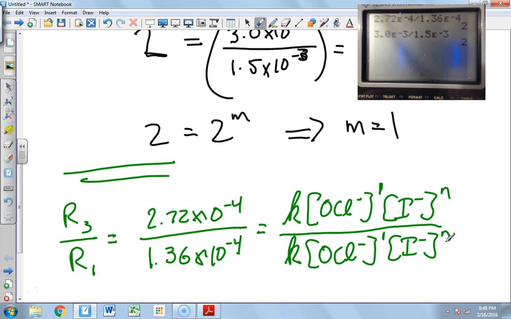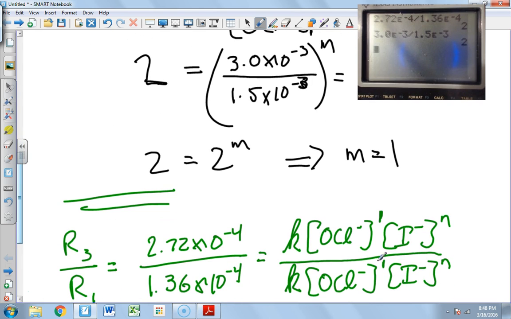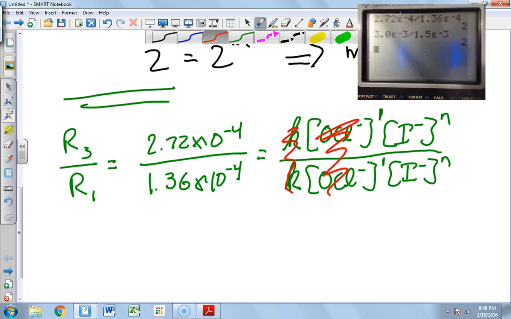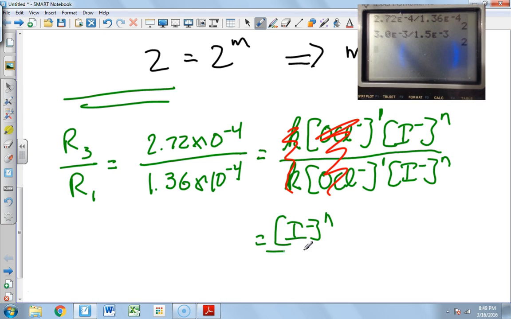Now again, if you get stuck, if something doesn't look right, then we always have to go back here. I don't cancel things out unless I absolutely know that it's going to work out, that there are experiments where everything can cancel out. Okay? So, again, K is the same. OCl minus is the same. So that means that now we get that that is equal to I minus to the n over I minus to the n. And this is for experiment 3, and this is for experiment 1.